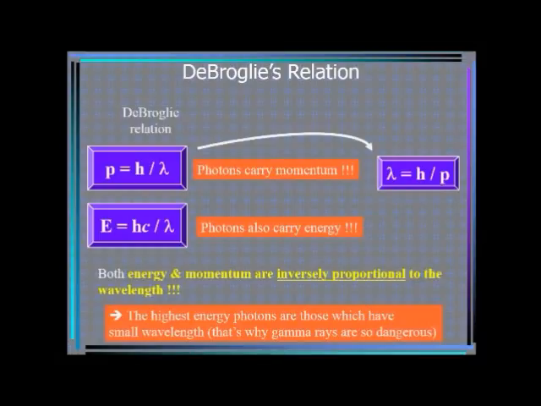So you can see de Broglie's relation, p equals h by lambda, which concludes that photons carry momentum, and we have E equals hc by lambda previously, which shows that photons carry energy. So we conclude that both energy and momentum are inversely proportional to wavelength, or directly proportional to the frequency of the wave. The highest energy photons are those which have the smallest wavelength, like gamma rays. That's why gamma rays are so dangerous to us, because of the high energy.